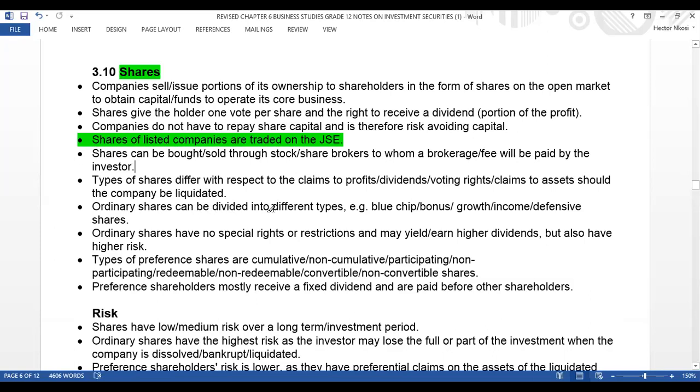Also, ordinary shares can be divided into different types: blue chip, bonus, growth, income, defensive shares. Ordinary shares have no special rights or restrictions and may yield or earn higher dividends, but also have a higher risk. Types of preference shares are cumulative, non-cumulative, participating and non-participating, redeemable, non-redeemable, convertible, non-convertible. The preference shareholders mostly receive a fixed dividend and are paid before other shareholders, because these are preference shareholders.